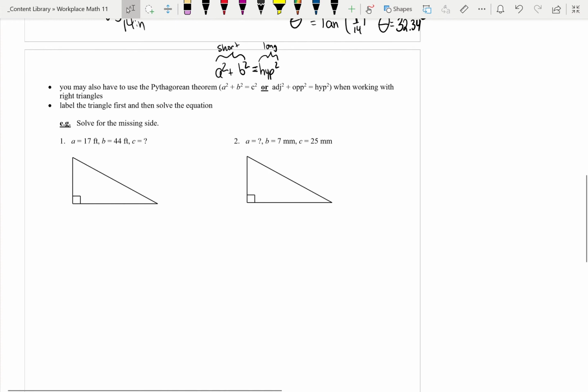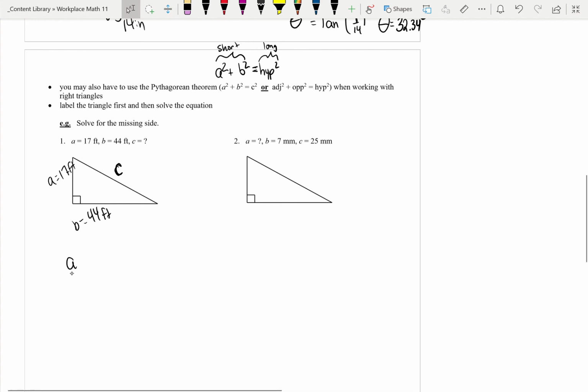So it's the short side squared plus short side squared equals long side squared. It doesn't matter which order I put them in, but here it gives me two triangles that I'm going to solve the missing side for. I'm just going to call this side A, 17 feet. This side is 44 feet. I picked the sides like this because 17 was smaller than 44, and I can see that this side's longer, but I know that my C, or my hypotenuse, is going to be the longest side.